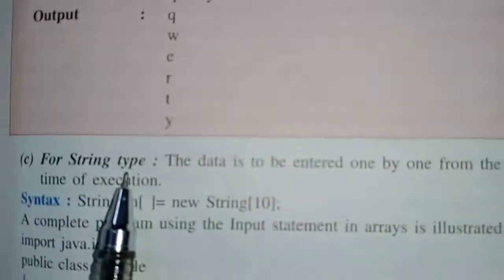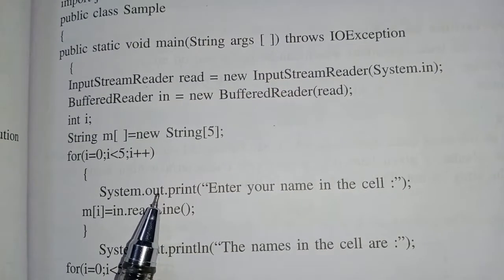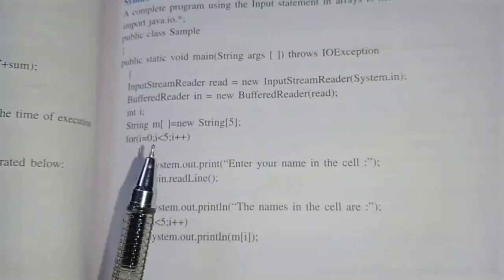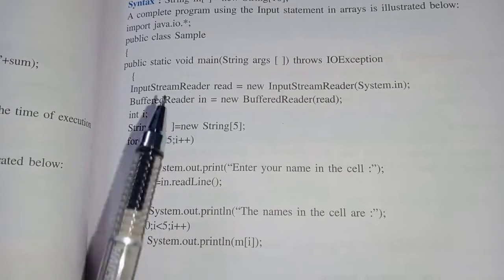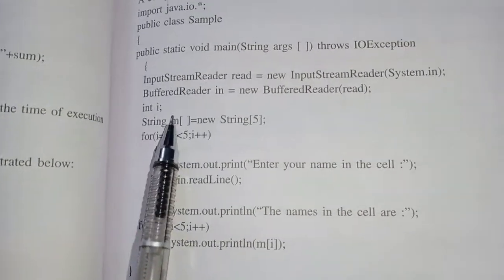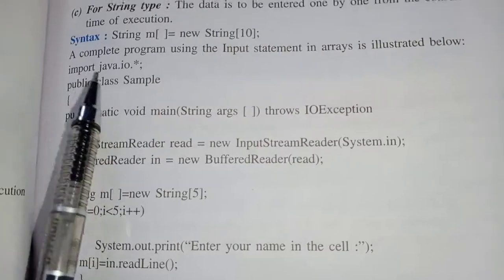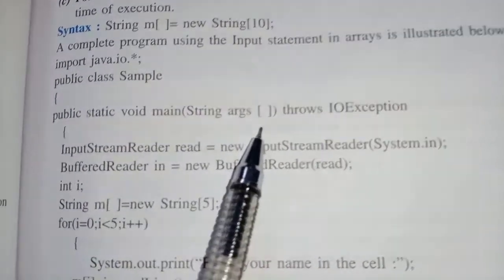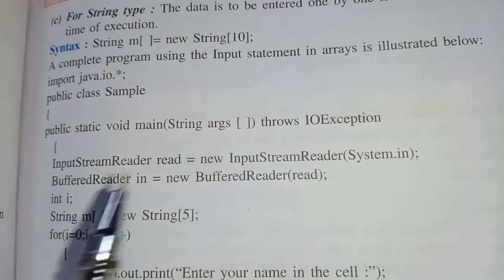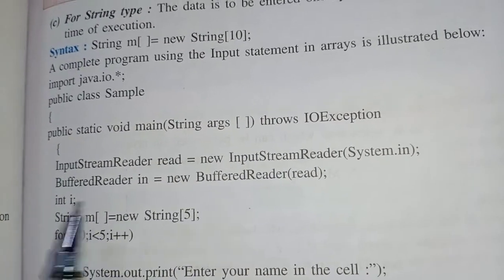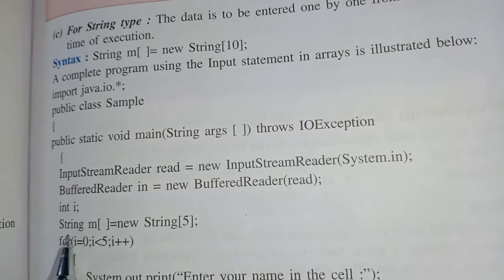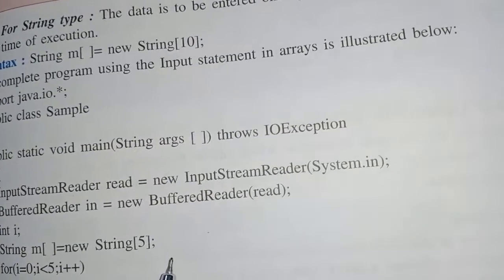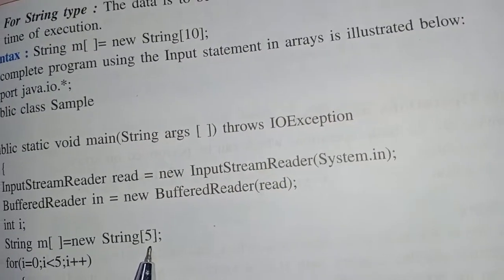In the same way, one program is given of string type using the input stream method. It is also the same way. Import java.io.*, public class sample, public static void main(String args[]) throws IOException, InputStreamReader, BufferedReader, int i, String m[] = new String[5], which means it can hold 5 string values.